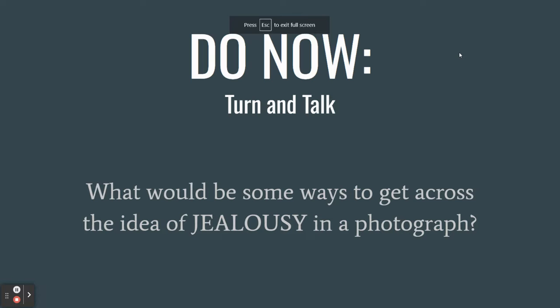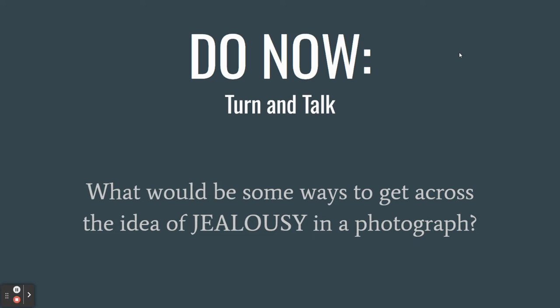Okay, in this video, we're going to talk about the synthesis of materials and process to create an idea. So, first of all, if you're around people, you can do this or just think to yourself, what would be some ways that you could get across the idea of jealousy in a photograph? What would you put in it? Would there be people? Would there be objects? How would you shoot it?